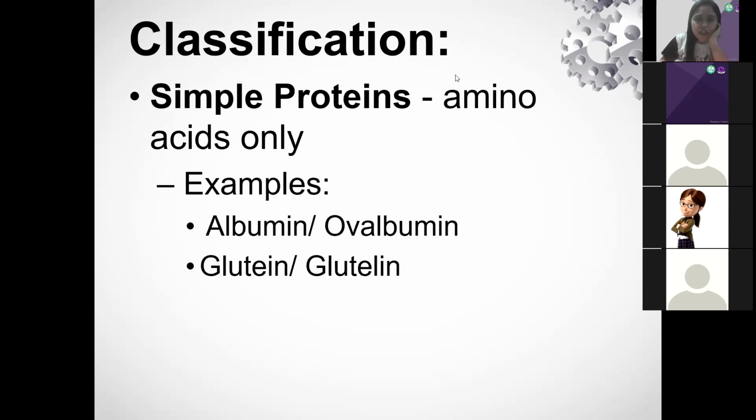Now, classification of our proteins. We have simple proteins. Simple because they are just made up of amino acids. Amino acids only.